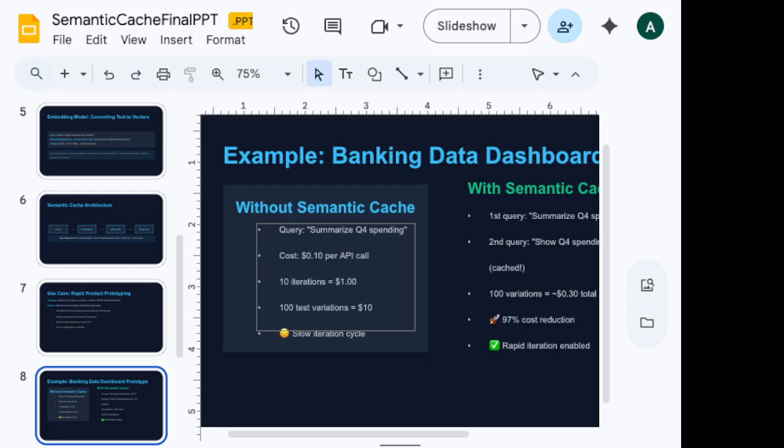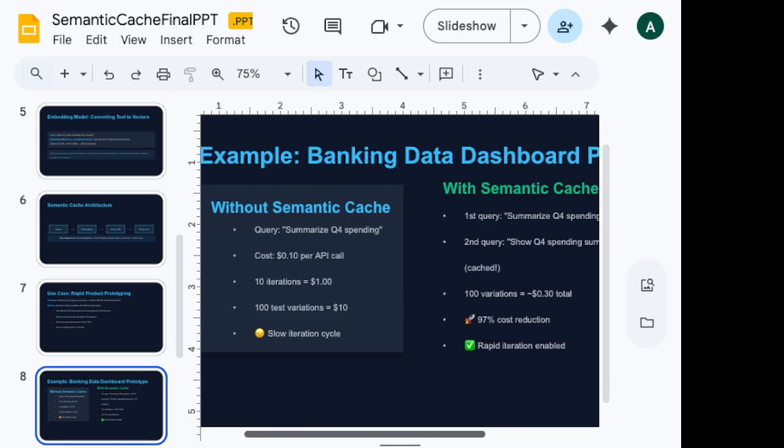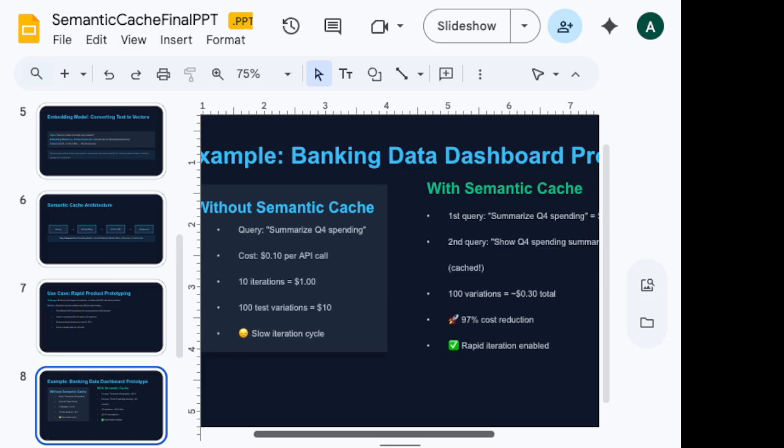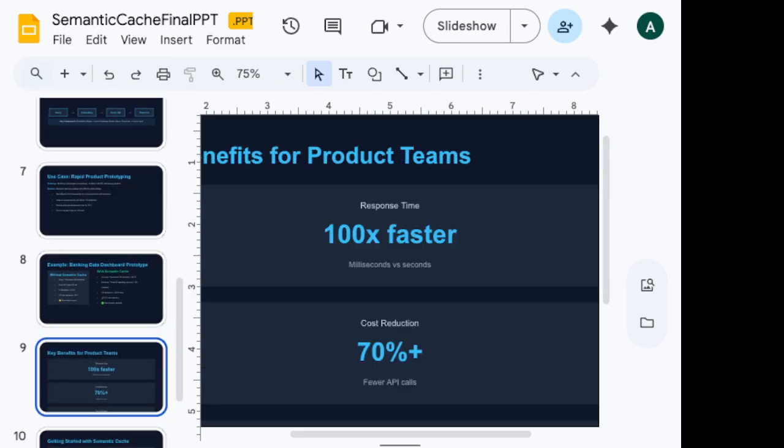Now, if you have 10 iterations, it turns out to be $1 cost. But here, even if you are doing 100 iterations, you're having hardly 0.3 or very minimal cost basically. Without caching, it turns out to be expensive. We have to be very cautious, and it slows down the iteration. However, using semantic cache, the 97% cost reduction is there, and we can do rapid iteration by using the cache and not bothering about the cost that comes with the inference engine.